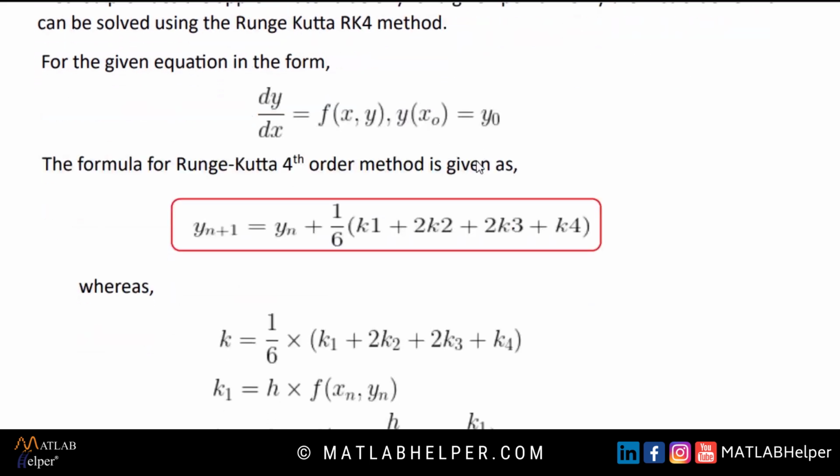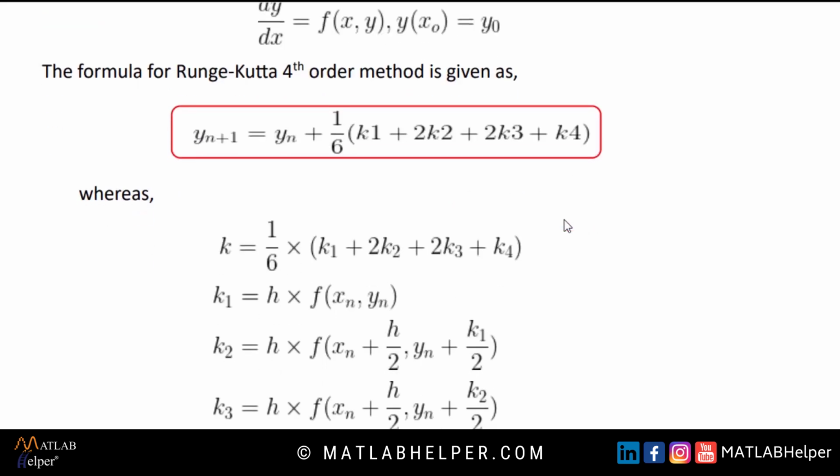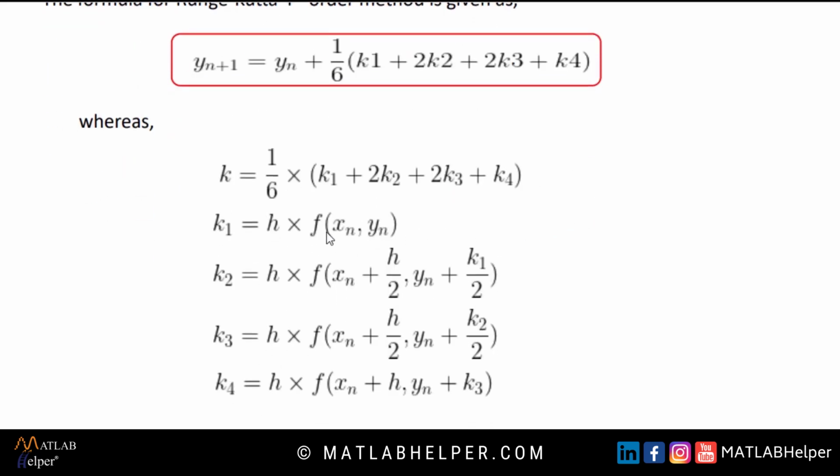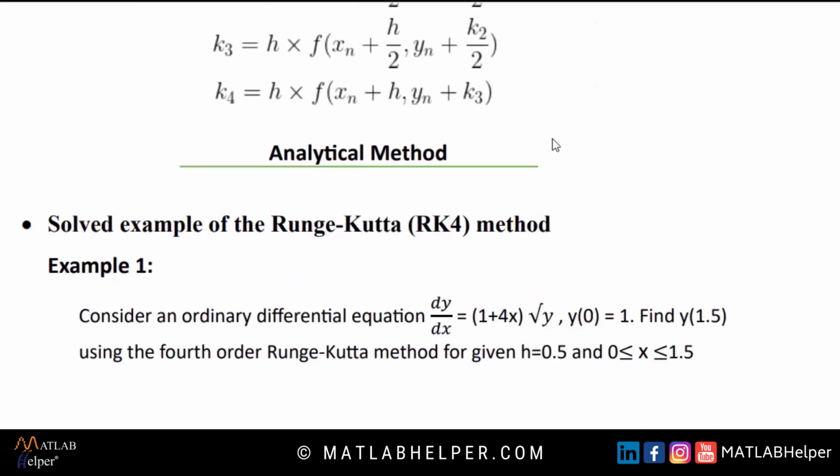The Runge-Kutta fourth order method formula is given as y(n+1) = yn + 1/6 (k1 + 2k2 + 2k3 + k4). Formulas for k1, k2, k3 and k4 are given separately. You can go through all of these formulas. Further, we will solve an example analytically using the RK4 method.